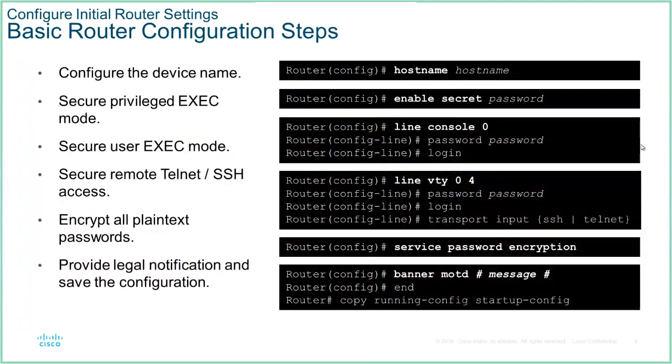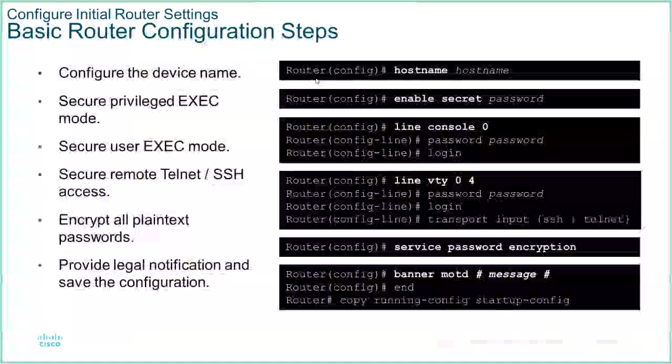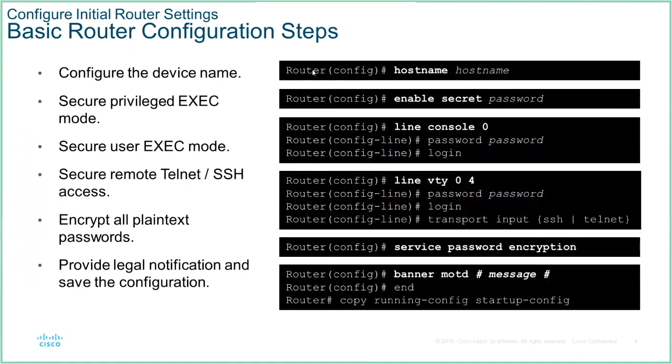So when we start a device, we start in user mode, which has the greater than symbol, not the hash, and then we go enable, config t, and that takes us into global config. First thing we should do is configure a host name. Each device should be given a name, because out of the box they all come out with their generic I'm a router, I'm a switch.